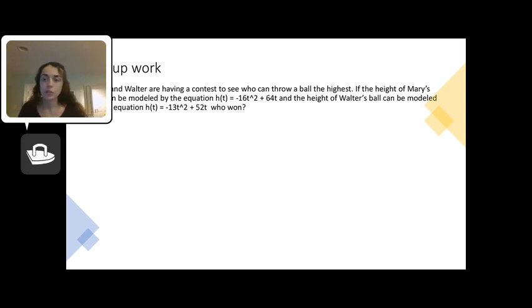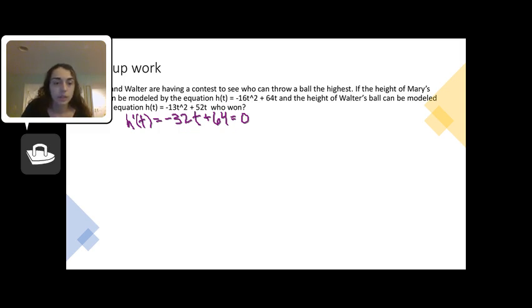Okay, so can anybody raise their hand and tell me what the first step of this problem is? Yes, Max. That's great. Yeah, we should find the maximum values of these height equations. So we're going to start by taking the derivative. So h prime of t equals negative 32t plus 64. We're going to set it equal to 0 to find our critical points, just like we've been doing.